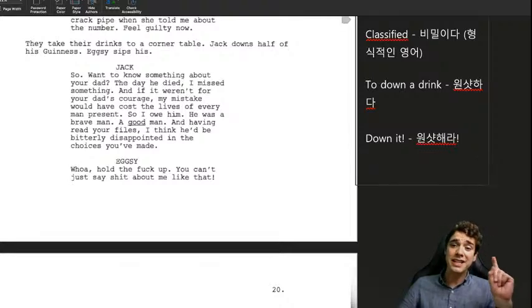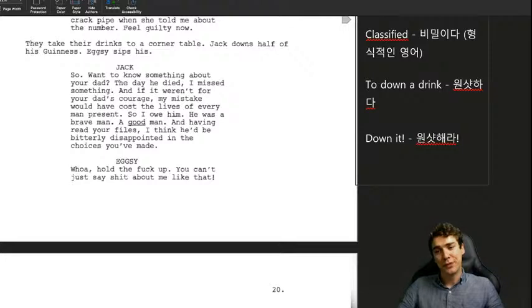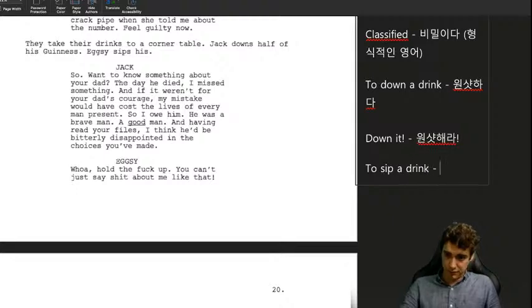그래서 so he downs half of his Guinness, but Eggsy sips his. 그래서 이거는 down it 반대 말이에요. To sip something. 이거 한국말로 어떻게 하는지 잘 모르겠는데 되게 조금씩 조금씩만 마시는 거예요. To sip a drink.